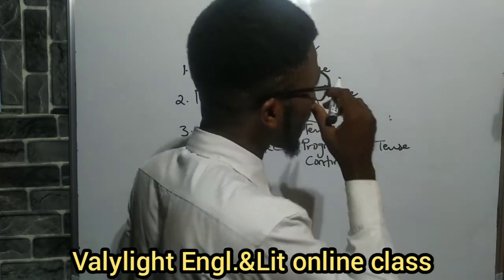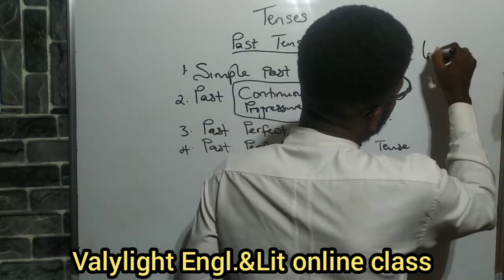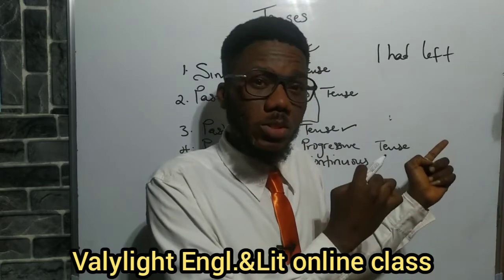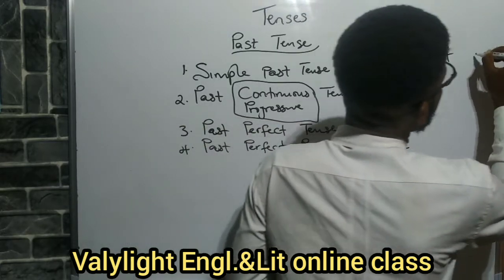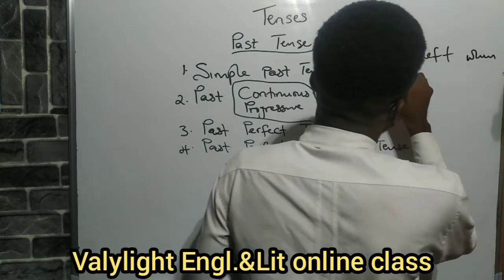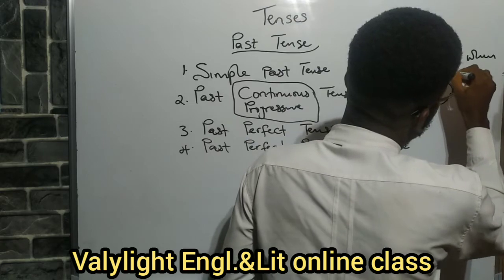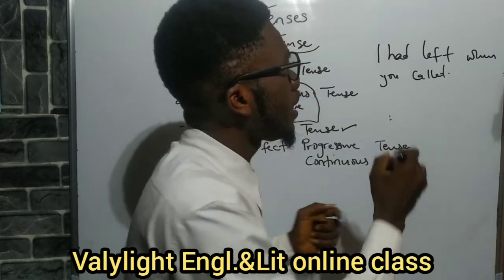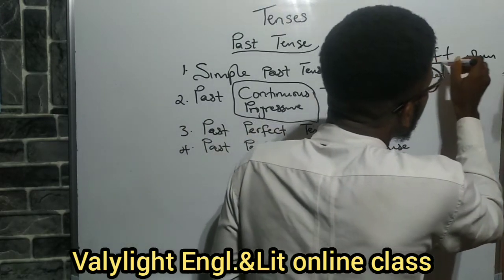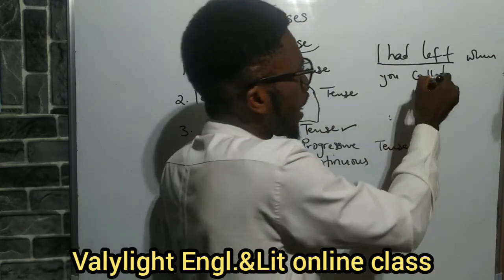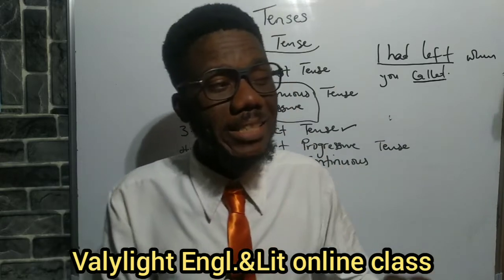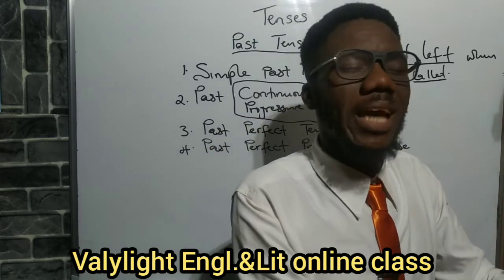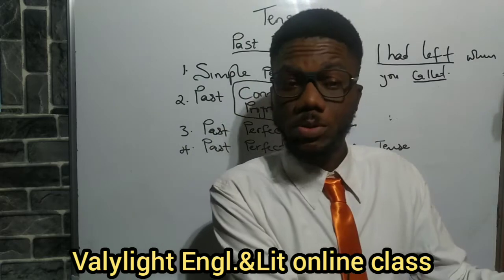Let us take, for instance, if you have something like, I had left. This is complete, but for us to understand it very well, let us add something else to it. I had left when you called. I had left. I don't know if you understand something from here. Now, an action had already taken place as at that time that this one came. As at the time that you called, I had left. The action of leaving had been accomplished. It had been perfected. Now, these are two actions, but also in the past.